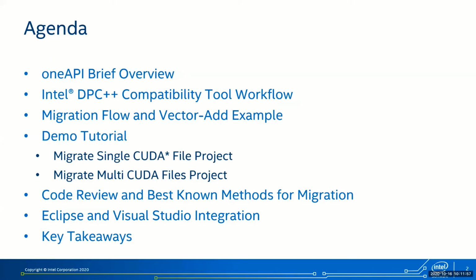So in terms of examples, we're going to use one of the Rodinia benchmark suite called Needleman-Wunsch, which is a bioinformatics code for sequence alignment. And then the second one is a hydrodynamics code called HydroC, which is the multi-CUDA file project. Both of these are open source codes, so they are available off the web.